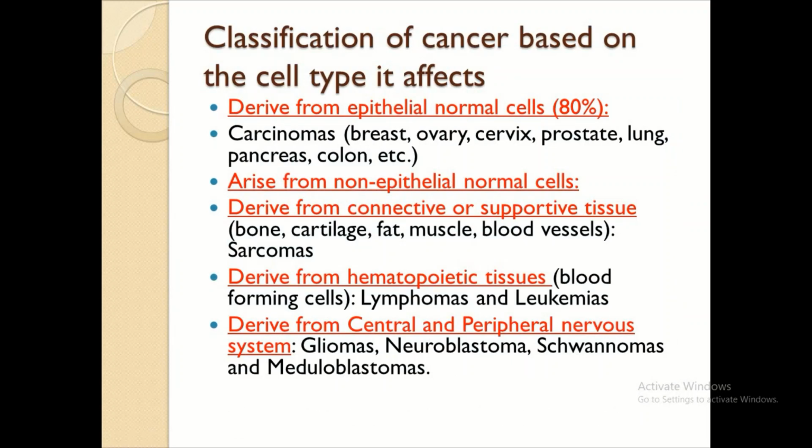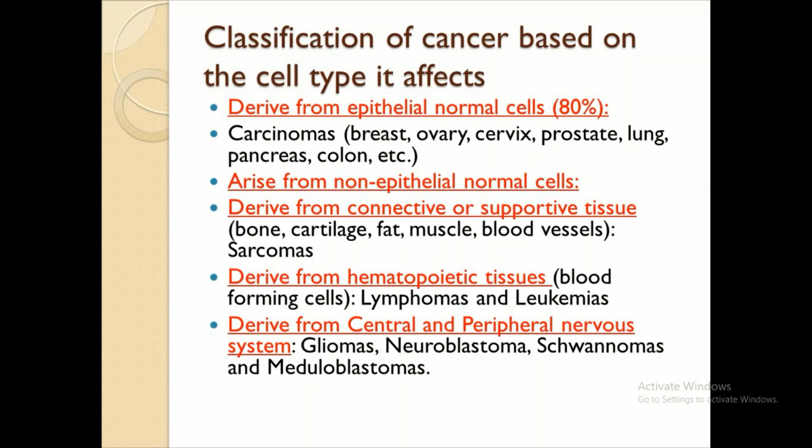One more classification of cancer is based on the cell type that is affected. Based on the cell type where the cancer can originate, it was divided into 2 types majorly. One is the cancer that arises from epithelial cells and the other is the cancer that arises from non-epithelial cells. Around 80% of all cancers are derived from epithelial cells, especially the carcinomas of breast, ovary, cervix, prostate, lung, pancreas and colon. All these types of cancer are derived from epithelial cells.